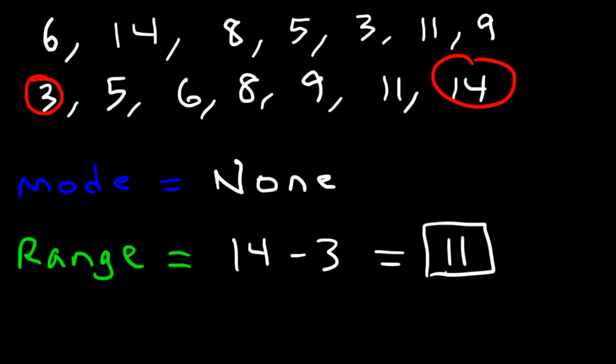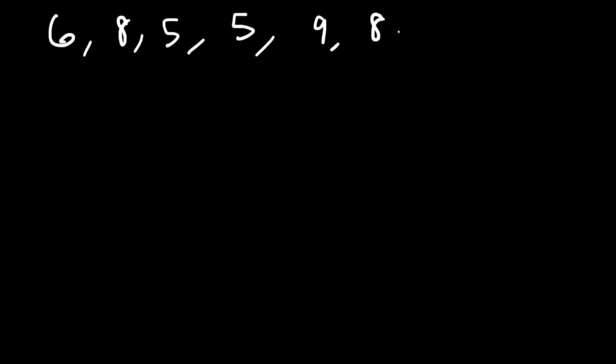So far we've considered 2 examples in which we had an odd number of numbers in a data set. In this case, there was only 7 numbers. But what if we have an even number of numbers? For example, let's say if there are 8 numbers in a data set. Let's try this example. Let's say the numbers are 6, 8, 5, 5, 9, 8, 10, and 8. So go ahead, take a minute, calculate the mean, median, mode, and range.